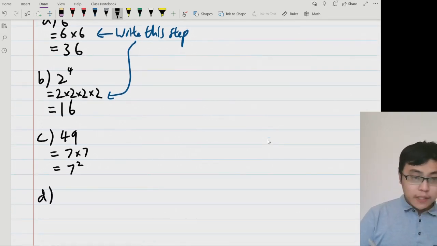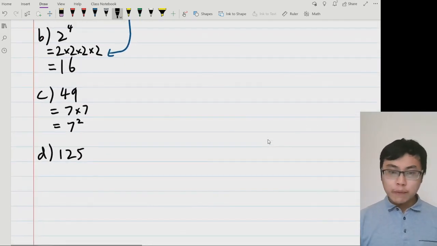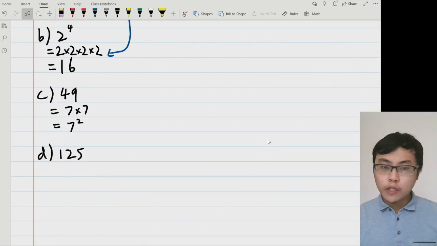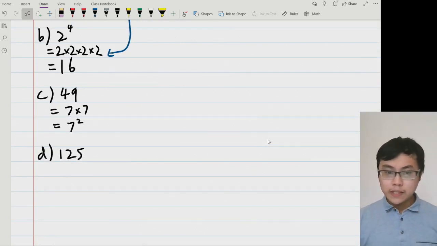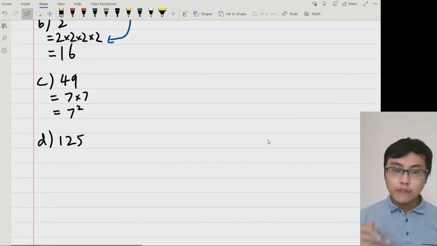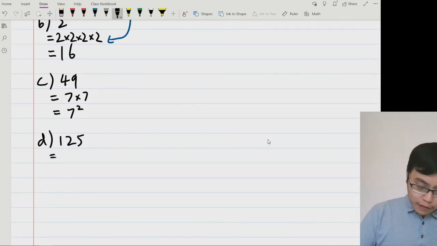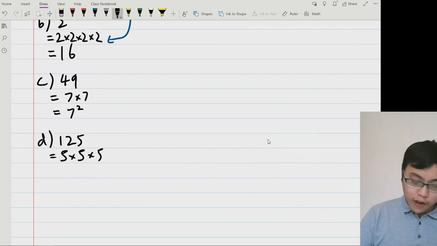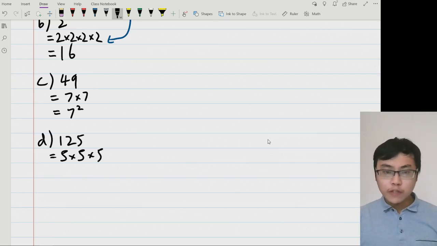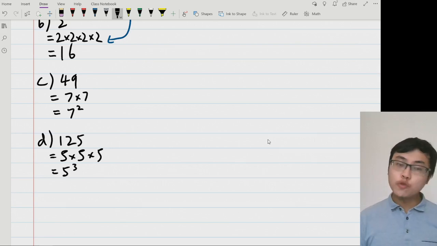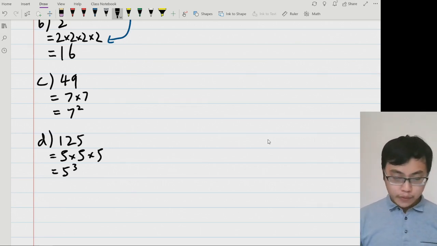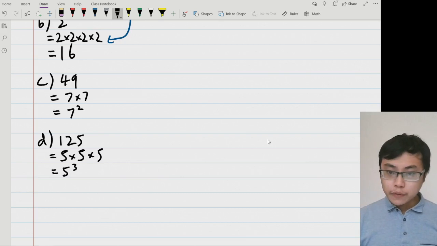Last question, D, I have 125. Now, you should be able to recognize this. Some of the homework questions may be a little bit more difficult. This example is easier. 125, you should be able to recognize that this is 5 times 5 times 5. That's 25 times 5, and 25 is 5 times 5. And then we can write this as 5 to the power 3. So that is example 2.